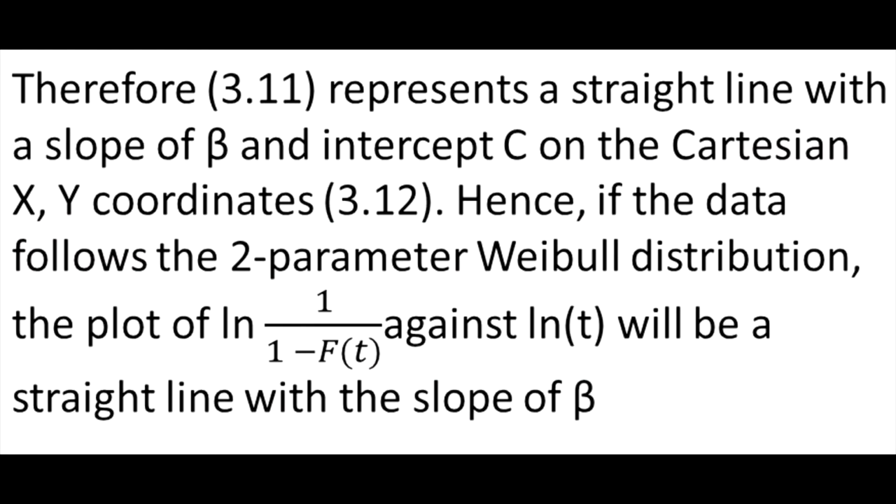Therefore, equation 3.11 represents a straight line with a slope of β and intercept c on the Cartesian xy coordinates. If the data follows the two-parameter Weibull distribution, the plot of the natural logarithm of 1 over 1 minus F of t against the natural logarithm of t will be a straight line with the slope of β.